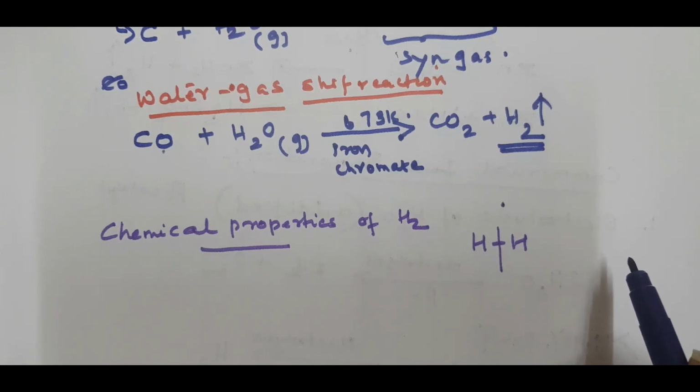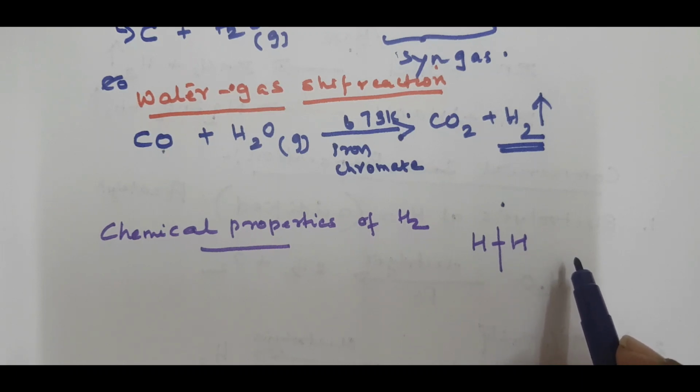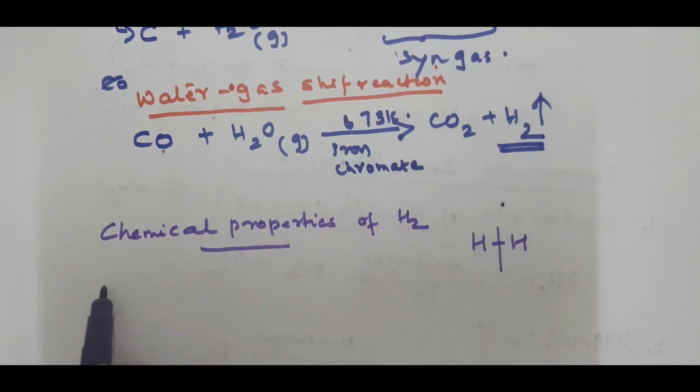Now, mainly as far as the chemical properties or chemical reactions of hydrogen are concerned, there can be three possibilities. The first possibility is the loss of one electron.